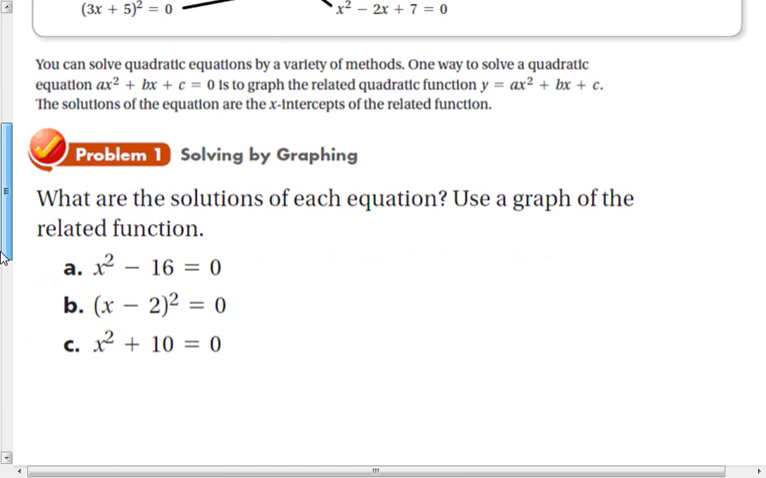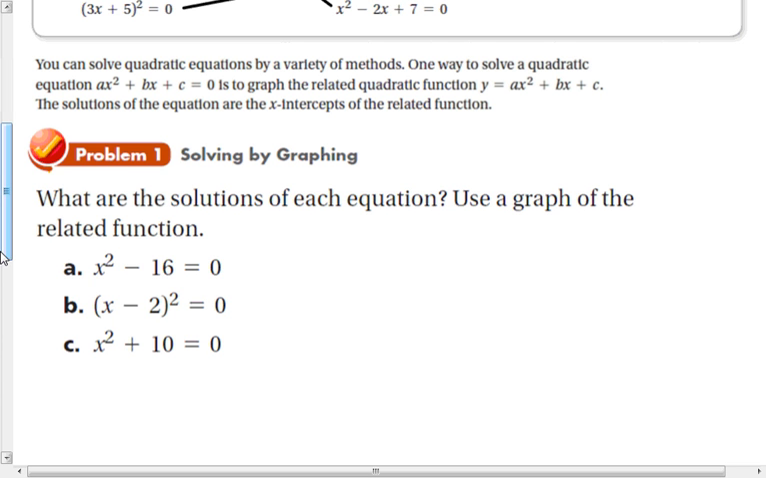All right, you can solve quadratic equations by a variety of methods. One way to solve a quadratic equation is to graph the related function and find the solutions on the graph. And that's what we're going to do here. I'm going to use my calculator so you'll see how to do this, and then when you do it on your own, you'll actually make the graph.